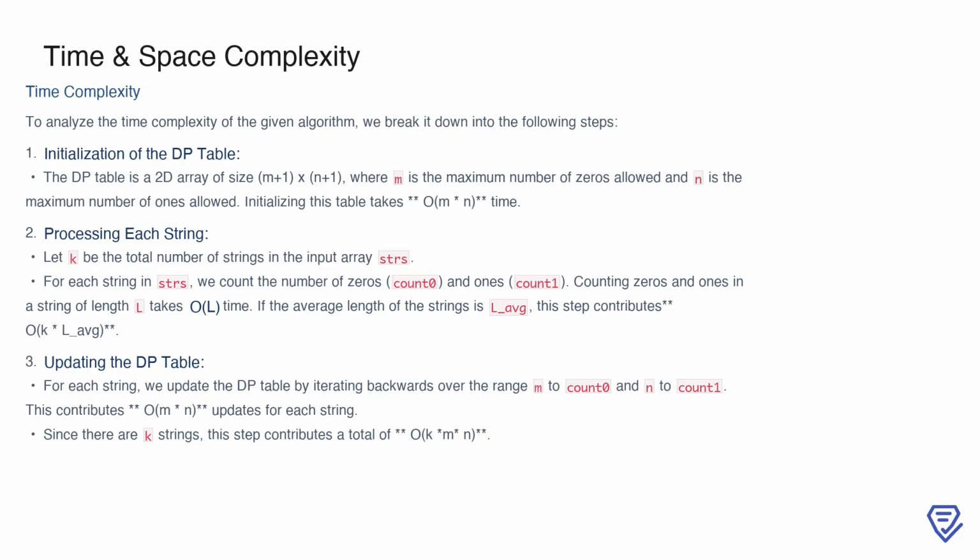If the average length of a string is L_average and there are k strings in total, this counting step contributes k*L_average time overall. Finally, we update the DP table. For each string, we iterate backward through the ranges from m to the number of zeros in the string and from n to the number of ones. Each string contributes m*n updates, so with k strings, this step totals k*m*n. This means the most time-consuming part is the DP update step, which becomes the dominant contributor to the time complexity.